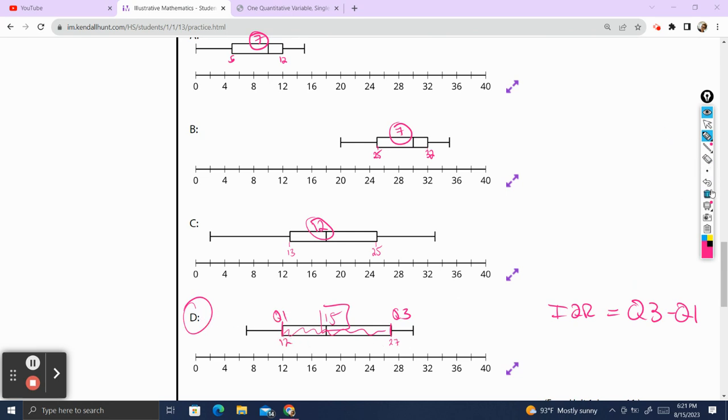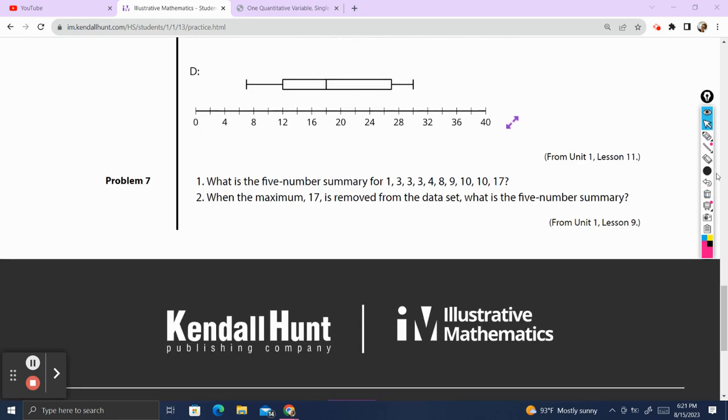And that is a valid method for calculating the largest or the smallest IQR while looking at a few different box plots. All right, question number 7. What is the 5-number summary for this data set? And if the maximum 17 is removed, what is the 5-number summary?